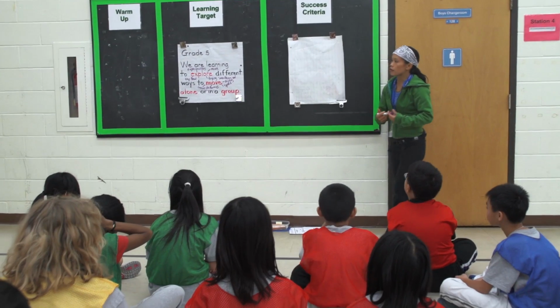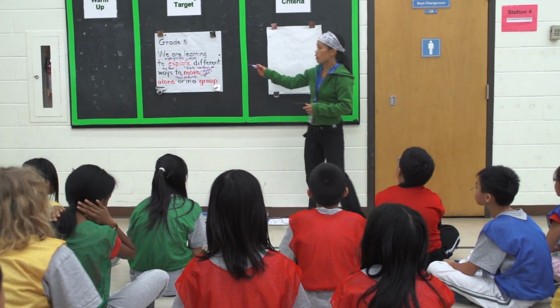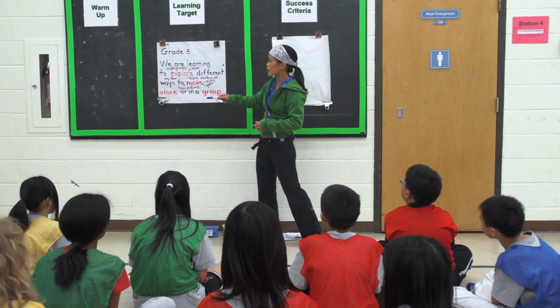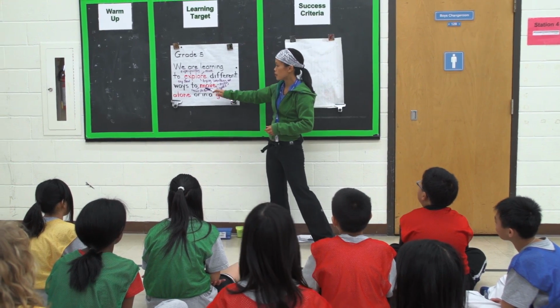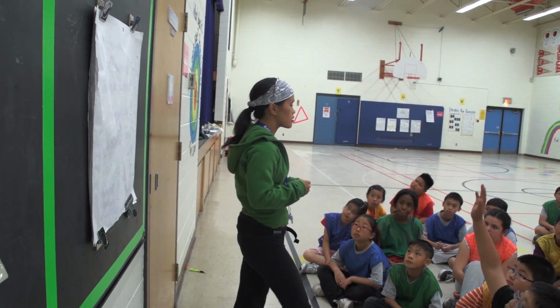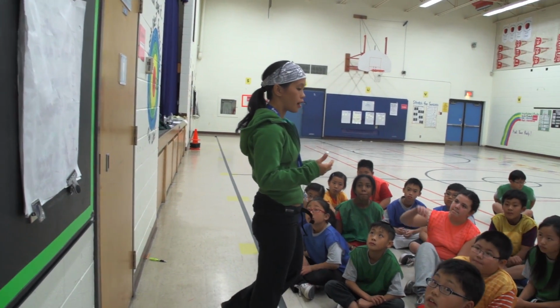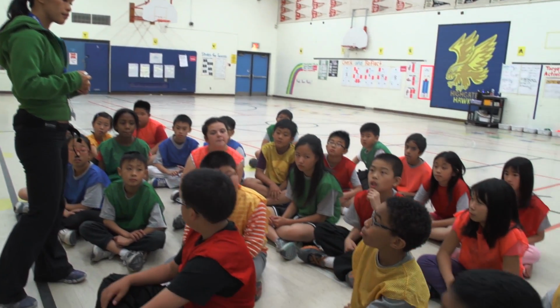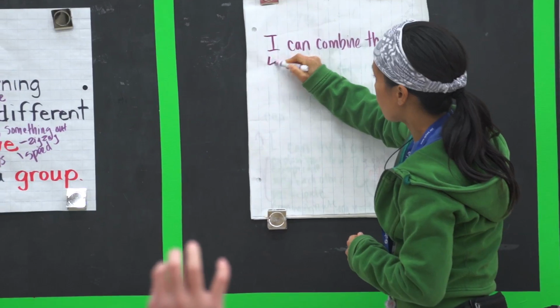To consolidate our learning, I want to go over our learning target again. Can we read it together? We are learning to explore different ways to move alone or in a group. What were some of the strategies you had to apply in today's lesson? Joshua? You have to combine the 4 elements of movement. Okay.